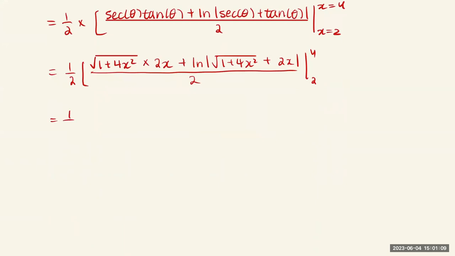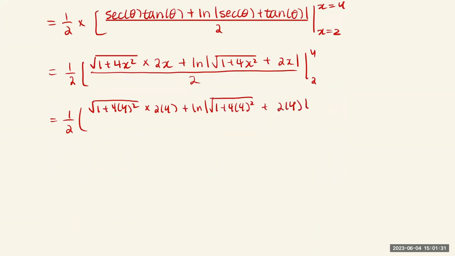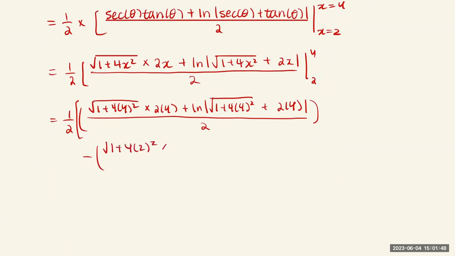So that would just be half. So the first part, we would just have the square root of 1 plus 4 times 4 squared, multiplied by 2 times 4, plus the ln of the square root of 1 plus 4 times 4 squared plus 2 times 4. All this divided by 2 for the first one. And then we're going to subtract from the other term, the lower bound. So we have 1 plus 4 times 2 squared times 2 times 2.